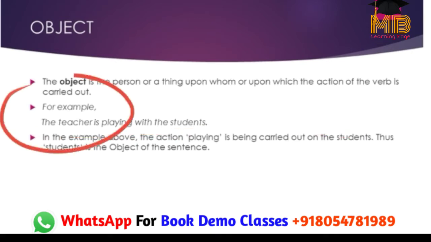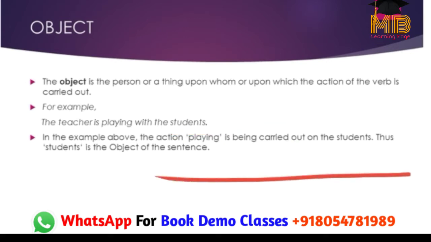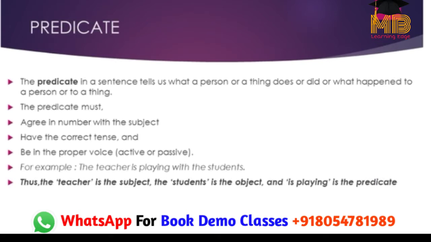The teacher becomes the subject because the action is being carried out by him, and it is carried out on these people, the students. So student becomes the object. So in the above example, the action playing is being carried out on the student, so student becomes your object. Very simple this is, right? I hope you got it.